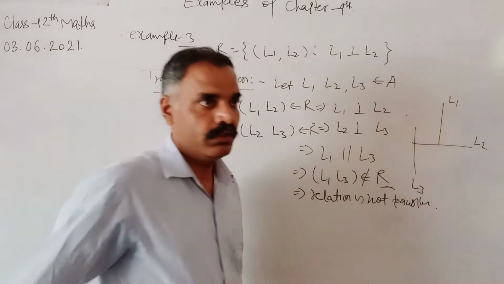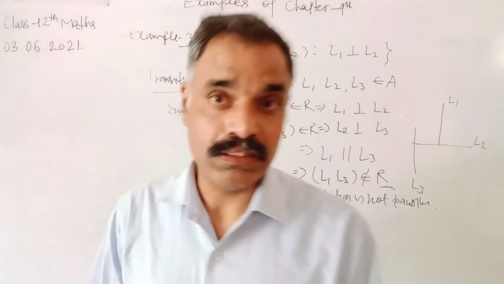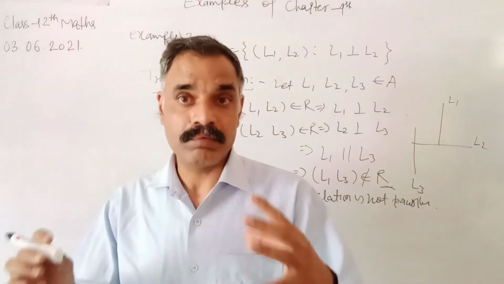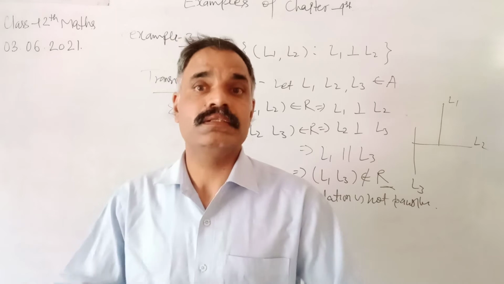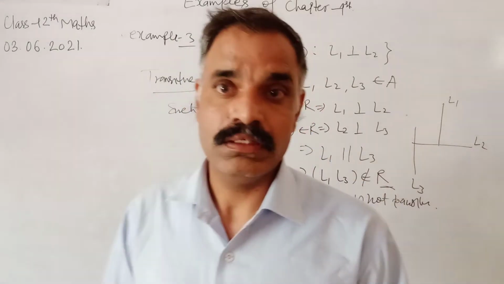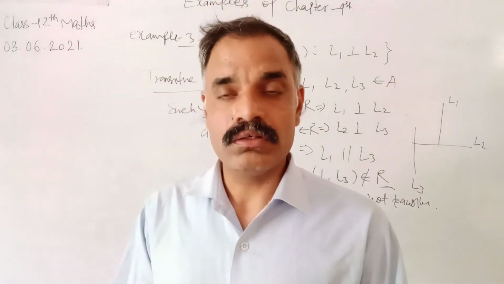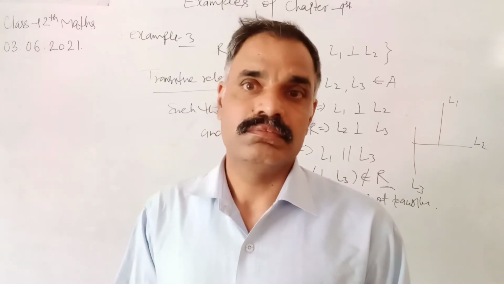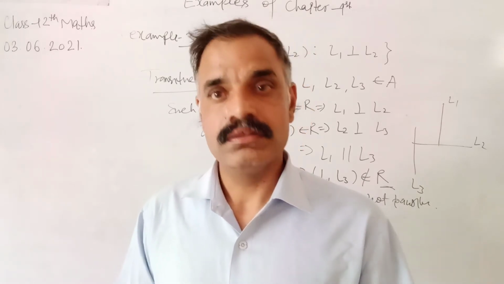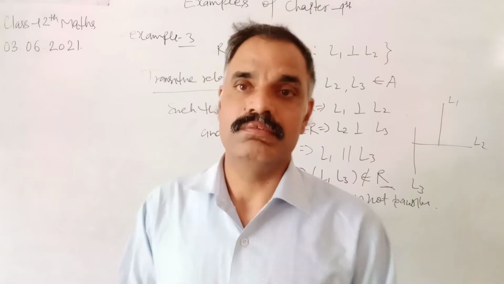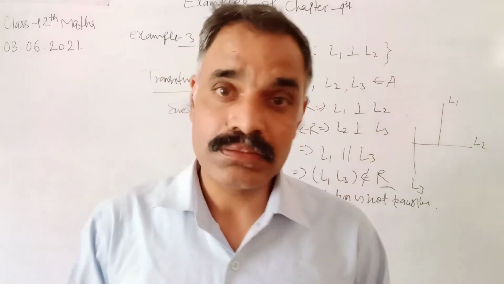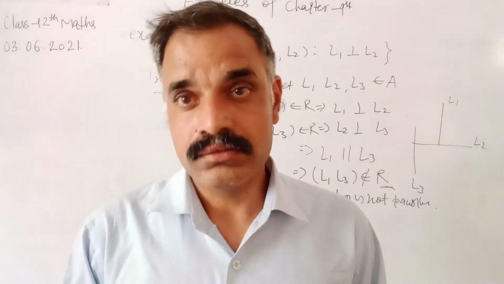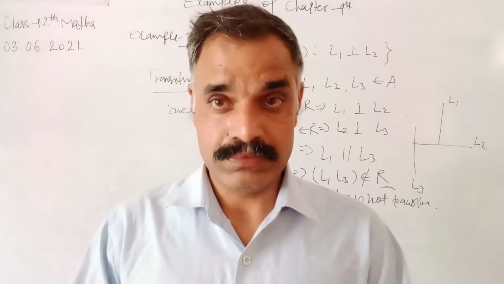Okay. So here the conclusion is that the relation of perpendicularity between two lines is only symmetric but not reflexive and transitive. It is not reflexive, it is not transitive as well. Okay. So this was example number 3 of your chapter one.